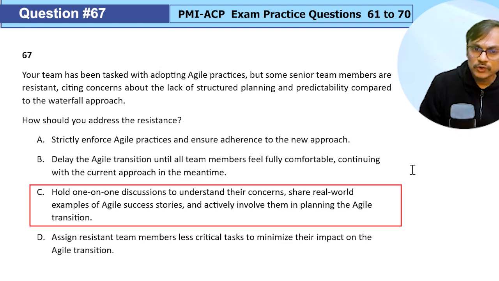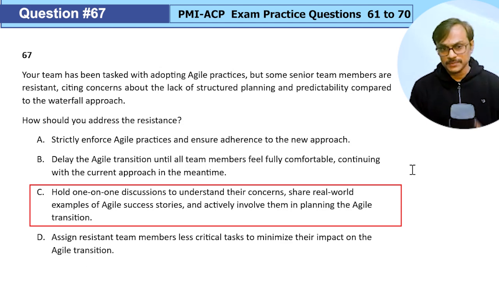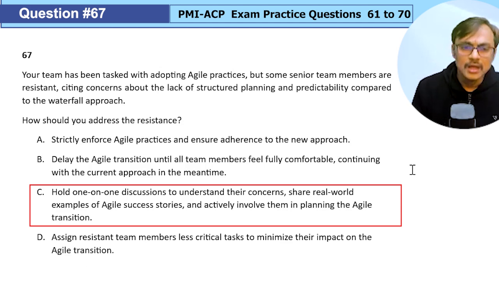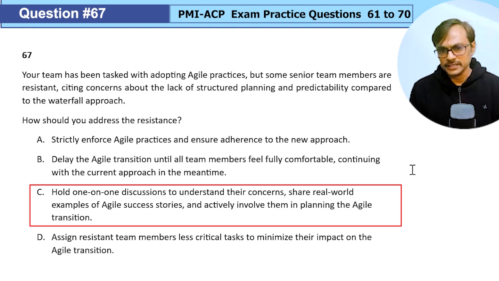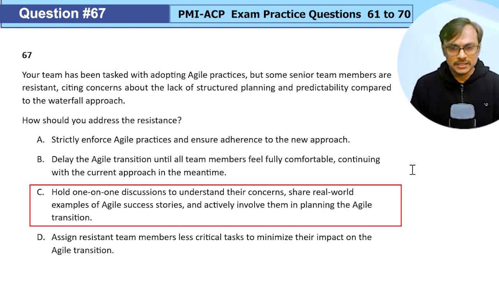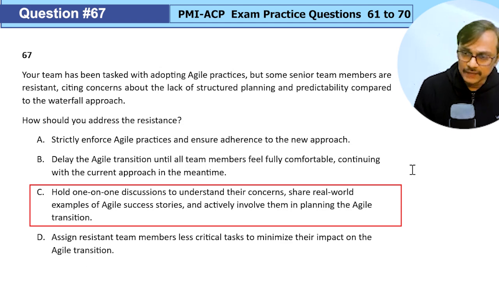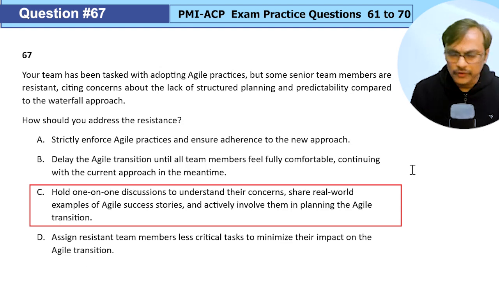Option C: hold one-on-one discussions to understand their concerns, with a few senior team members. Okay, I can talk to them because senior team members have a concern. Share real-world examples of agile success stories, selling the idea, and actively involve them in planning the agile transition. All good ideas. It says let me listen to them. I need to hear the concerns, then only can I do something about it. I will share some success stories and some wins, and we will talk together to find out how to move forward.